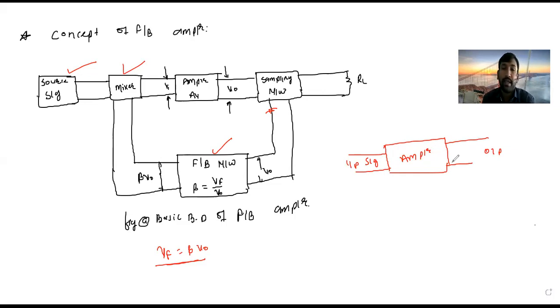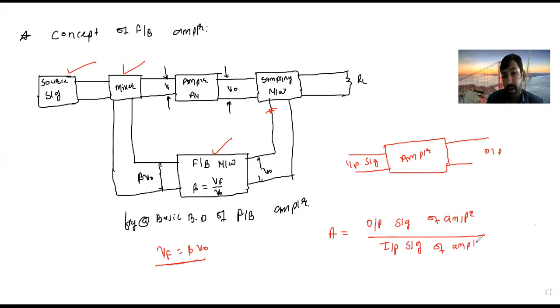याच्यावरनं जर तुम्हाला गेन काढायचा असेल तर काय करतात तुम्ही, हे कॅल्क्युलेट करायचं. What is the equation? V naught upon Vi. Output voltage upon input voltage. So output signal of amplifier upon input signal of amplifier. Right.